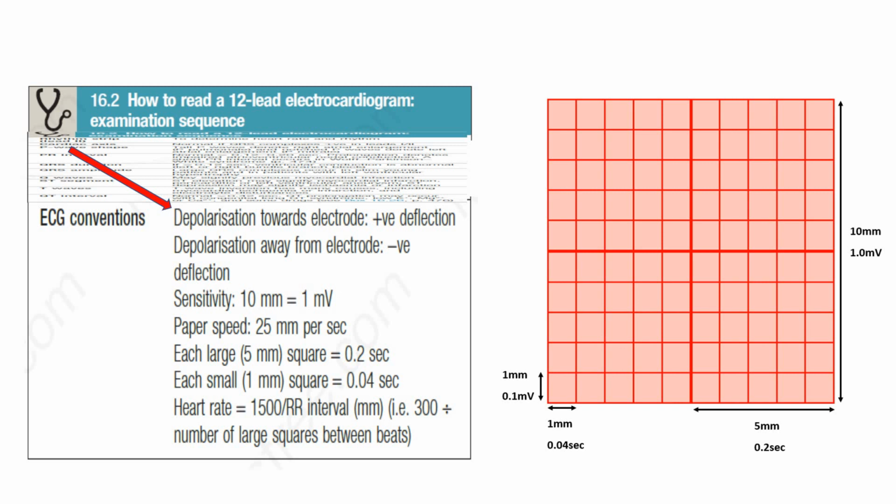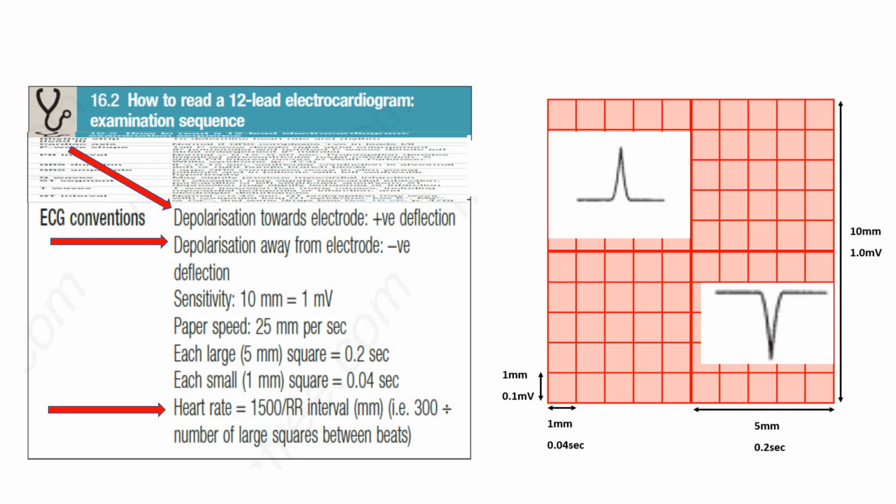Depolarization towards electrode, positive deflection. Depolarization away from electrode, negative deflection. Here we see heart rate calculation equation. Later we will discuss it.